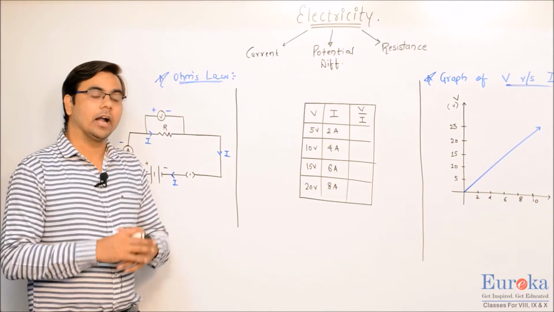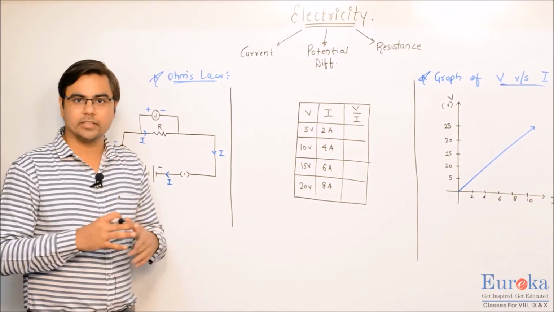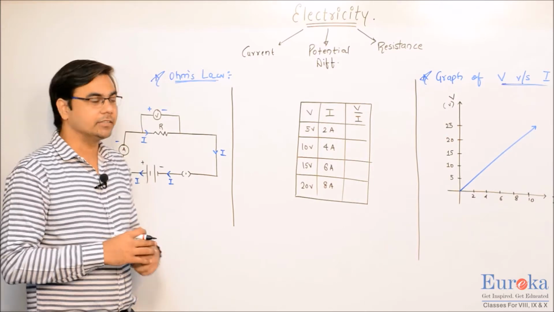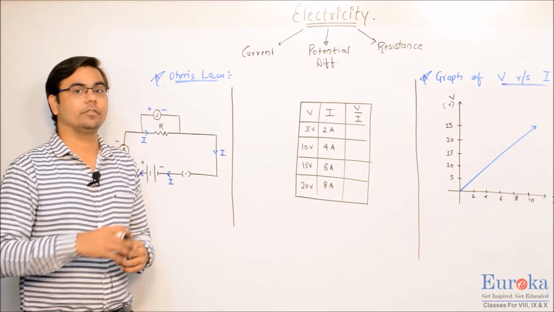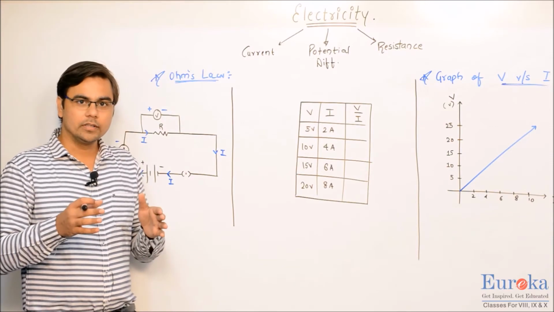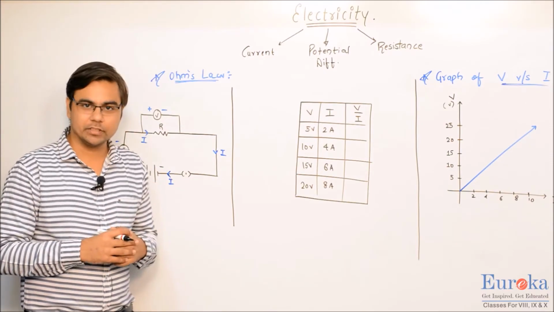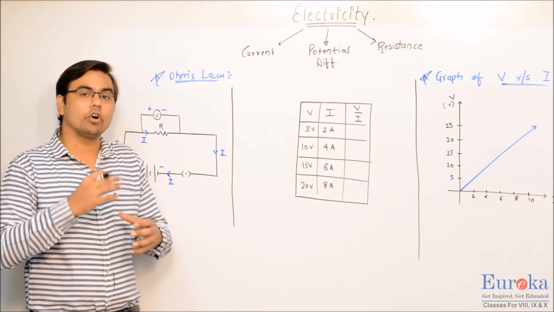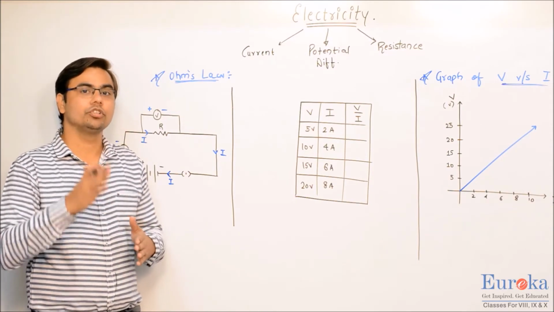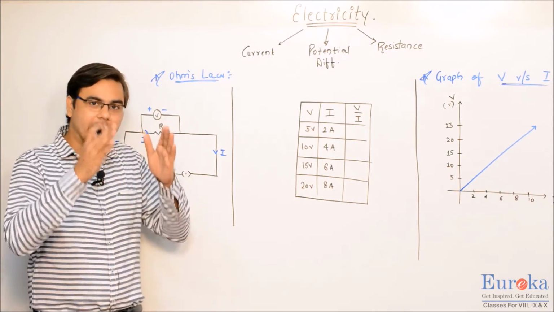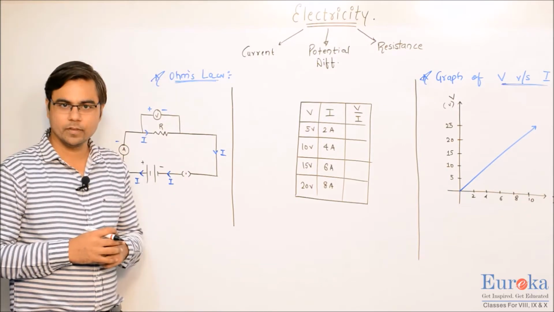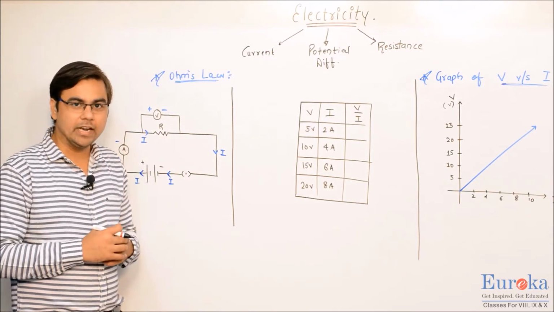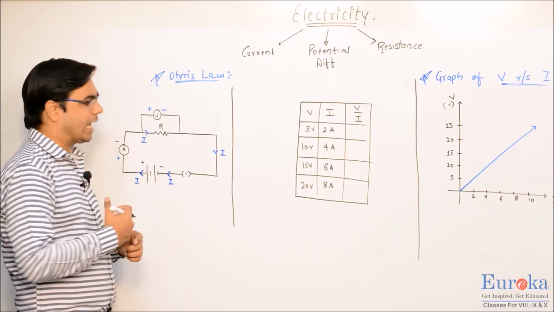Well, now we have understood the three most important concepts of the chapter, that is the concept of current, the concept of potential difference and the concept of resistance. Now, they are somehow interrelated with each other and their relation was obtained by a scientist called George Simon Ohm, and that entire procedure is given by a law named the Ohm's law.